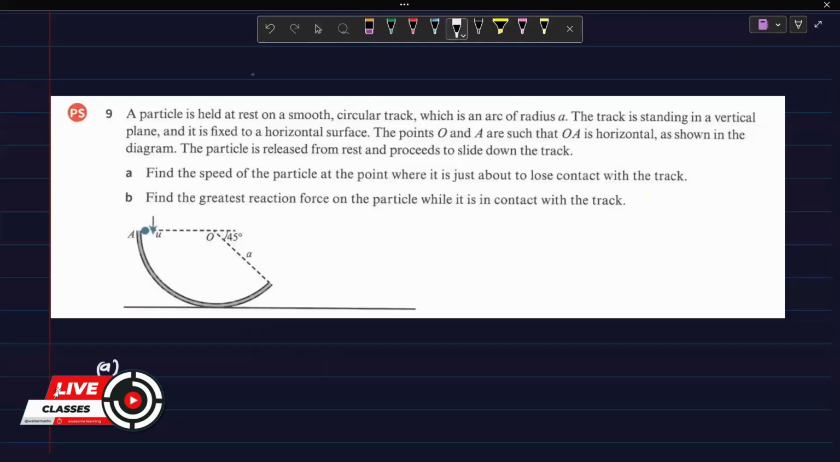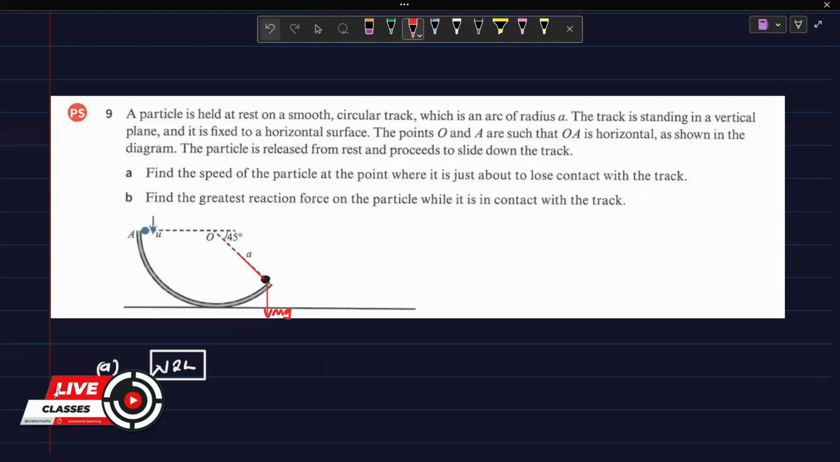All right. So for this particular question, we are going to consider the particle when it is at this particular point, because that's the point where it is just about to lose contact with the track. All right. So at that point, we can apply Newton's second law. All right. To say that, okay, the forces at play here will be the weight. Okay, let me just draw that properly. The weight, which will be acting vertically downwards, and it's mg, the normal reaction force. Okay, let me draw it well.